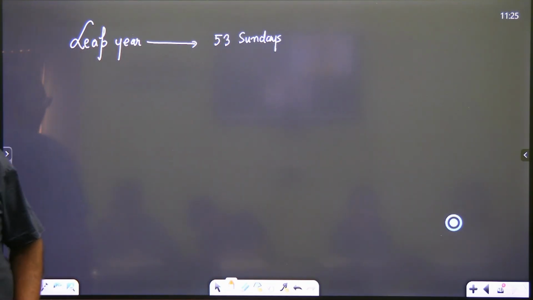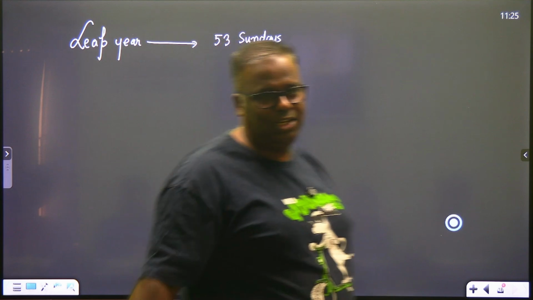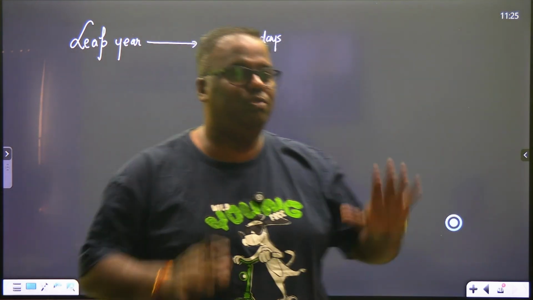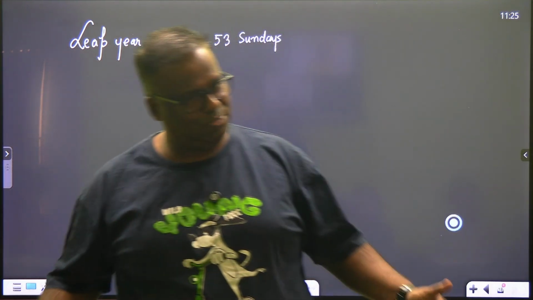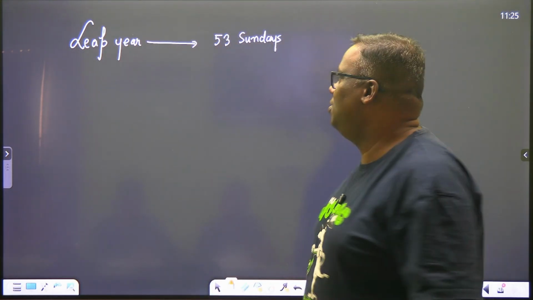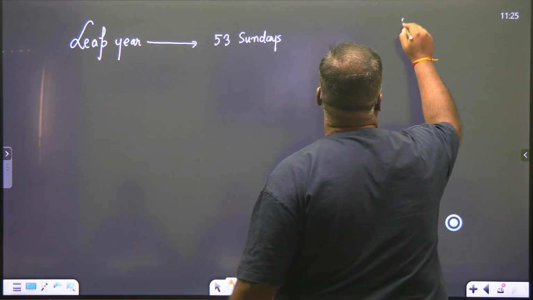Did you understand? Usually we have a normal year. In a normal year, how many weeks are there? 52 weeks. And 52 weeks means 52. Okay, so a leap year, what is the number of days you have got?